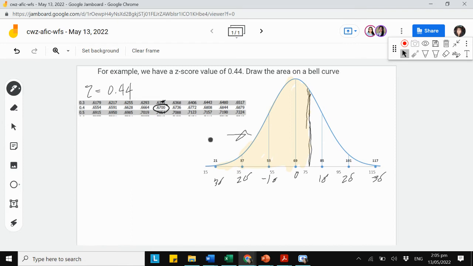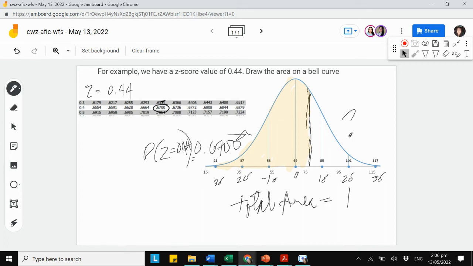So this is the area of 0.6700, the probability area P of Z equal to 0.44. That's its value. Now, what about this other side, ma'am? This is the remaining part. Since, as I mentioned, the total area is equal to 1 or 100 percent.